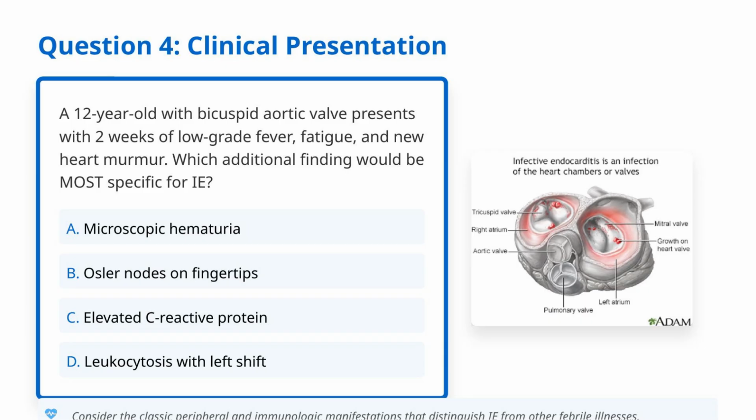Question 4. A 12-year-old with bicuspid aortic valve presents with 2 weeks of low-grade fever, fatigue, and new heart murmur. Which additional finding would be most specific for infective endocarditis? The options are A. Microscopic hematuria, B. Osler nodes on fingertips, C. Elevated C-reactive protein, or D. Leukocytosis with left shift. As you consider this question, think about the classic peripheral and immunologic manifestations that help distinguish infective endocarditis from other febrile illnesses, especially which findings are relatively unique to this condition versus common in many infections.